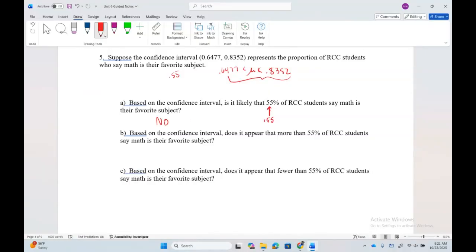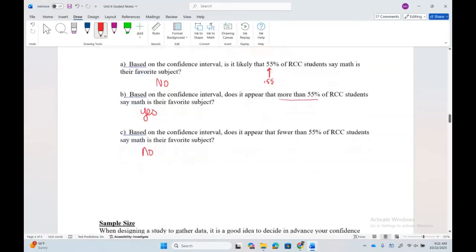This is false. Based on the confidence interval, does it appear that more than 55% of RCC students say math is their favorite subject? Well, yes, because we're saying our population mean is bigger than the 0.55. Based on the confidence interval, does it appear that fewer than 55% of RCC students say math is their favorite subject? No. Okay, because fewer than would mean our population mean would be like less than 0.55, so the answer is no there.